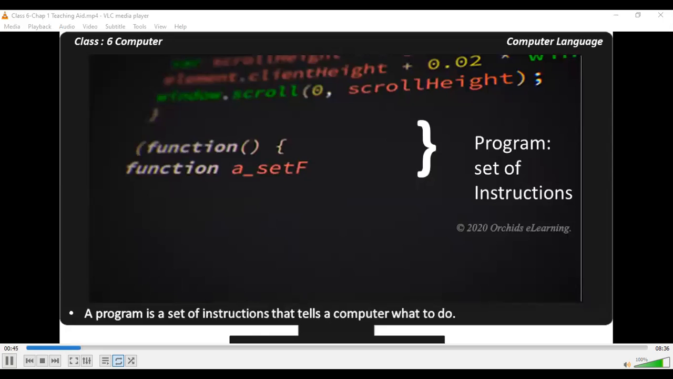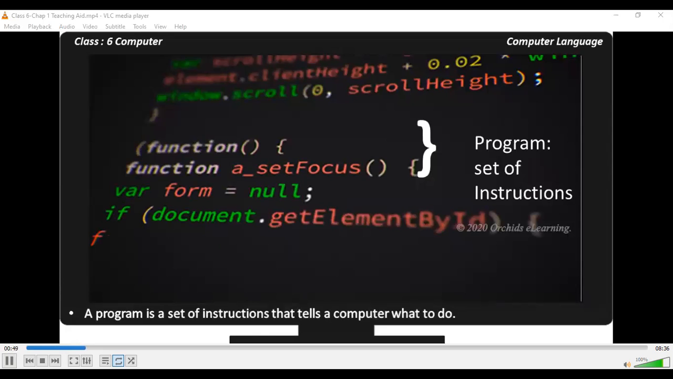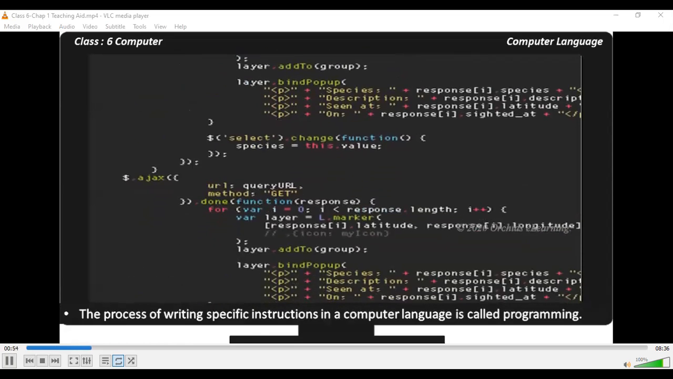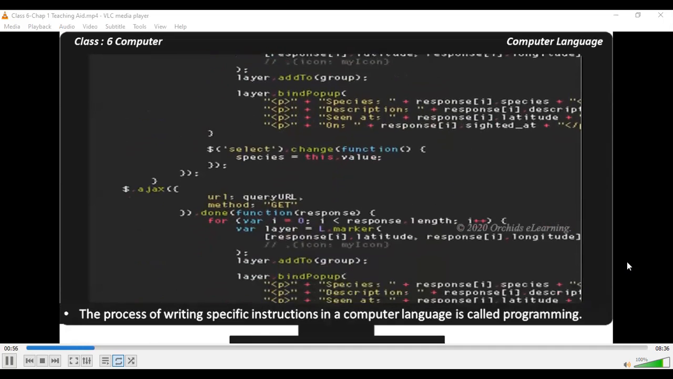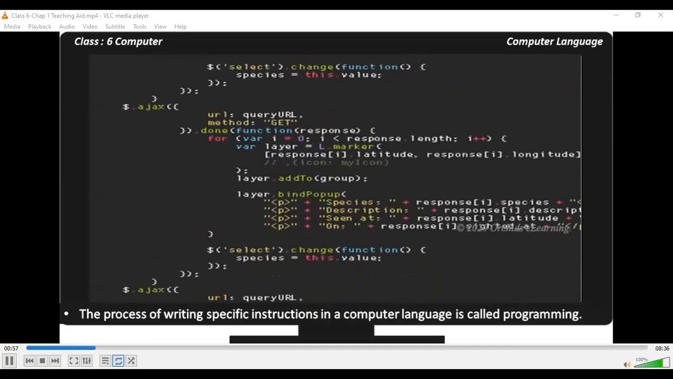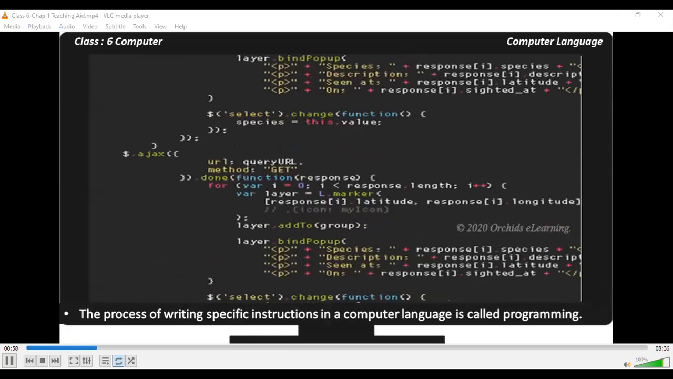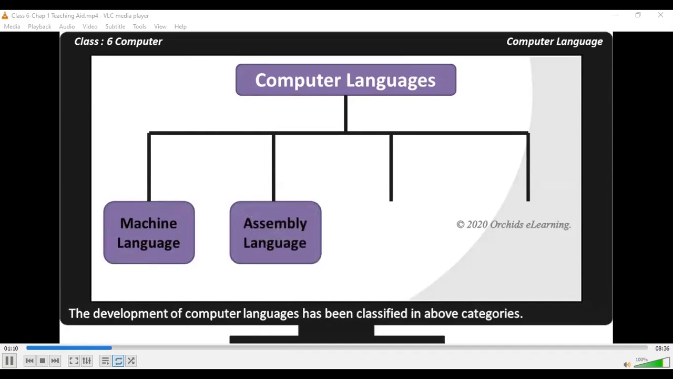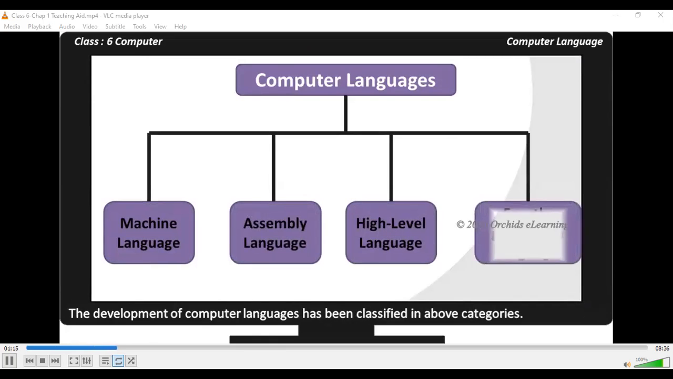A program is a set of instructions that tells a computer what to do. The process of writing specific instructions in a computer language is called programming. Each programming language has its own specific rules. The development of computer languages has been classified in the above categories: machine language, assembly language, high-level language, and fourth generation language. Let us learn more about it.